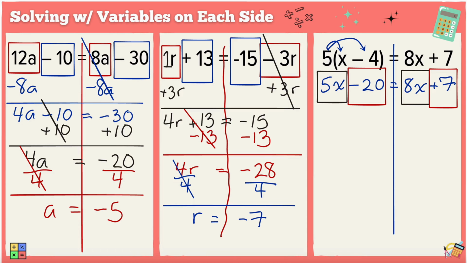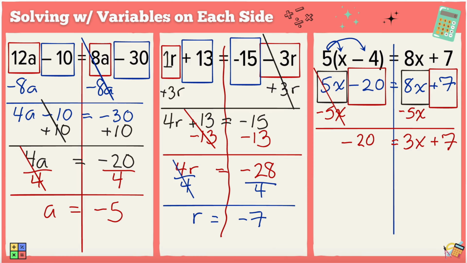Now that I have these things, again, you look at the variables and you want to move the smallest variable out of 5x and 8x. Which one is the smallest of the two? Simple, 5x. What's the opposite of positive 5x? Negative 5x. Negative 5x on this side as well. So these 5x's cancel out. And now on this side, we're left with negative 20 equals 3x plus 7.